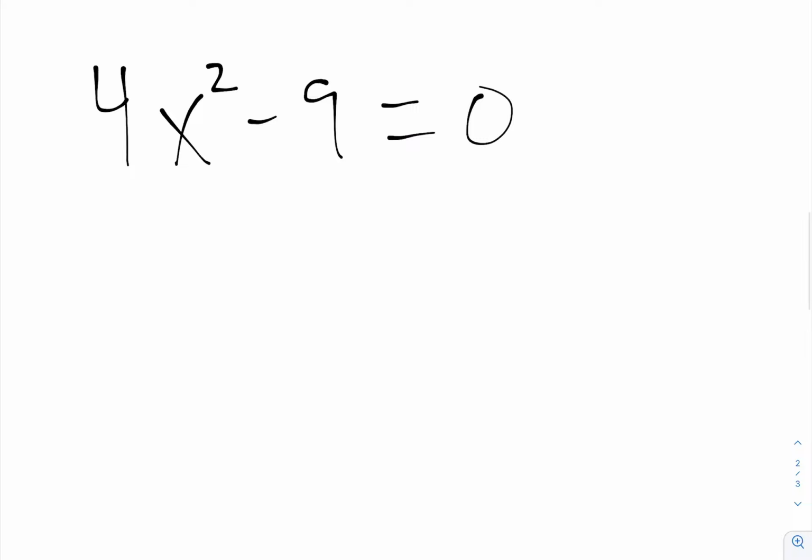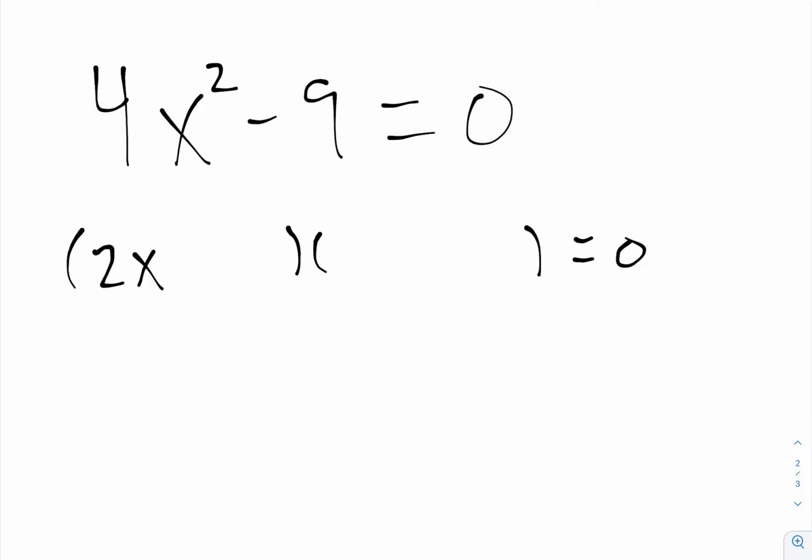Another way we could do it is by factoring. Okay, so you might notice that 4, x squared, and 9 are all perfect squares. And you might also notice that the 9 is being subtracted from the 4x squared. So that means we can use our knowledge of differences of squares. So how we factor it is we take the square root of the first term. So the square root of 4x squared, we take the square root of 4, which is 2, multiply it by the square root of x squared. Well, that's just x, because x squared is just x squared.